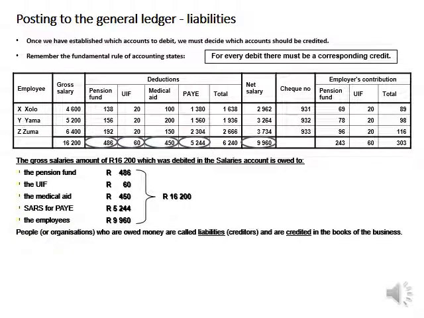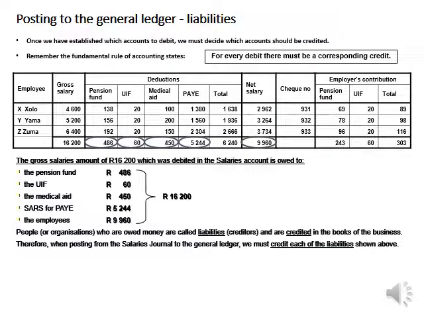Now, people or organizations who are owed money are called liabilities or creditors, and are credited in the books of the business. Therefore, when posting from the salaries journal to the general ledger, we must credit each of the liabilities shown above. So, the pension fund will be credited with 486. It is a liability and therefore it's going to be in the balance sheet section. The same applies to all the others. UIF is a balance sheet account and we will credit it with 60 rand.